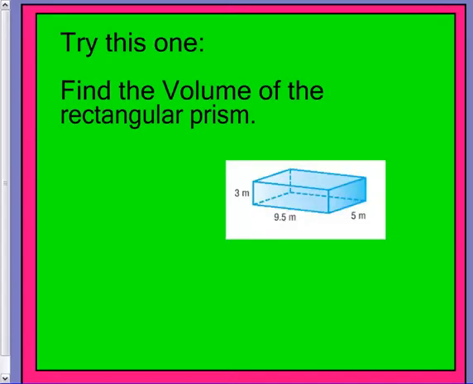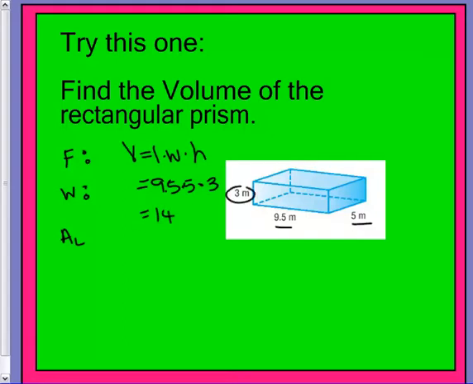Okay, you try this one. I'll be back in just a second to show you the answer. Make sure that you have your formula, your work, and an answer with a label. Okay, here's the answer. The formula is length times width times height. So you plug in all of your numbers, the length, the width, and the height, and multiply them together, and you get 142.5, and these are meters cubed.